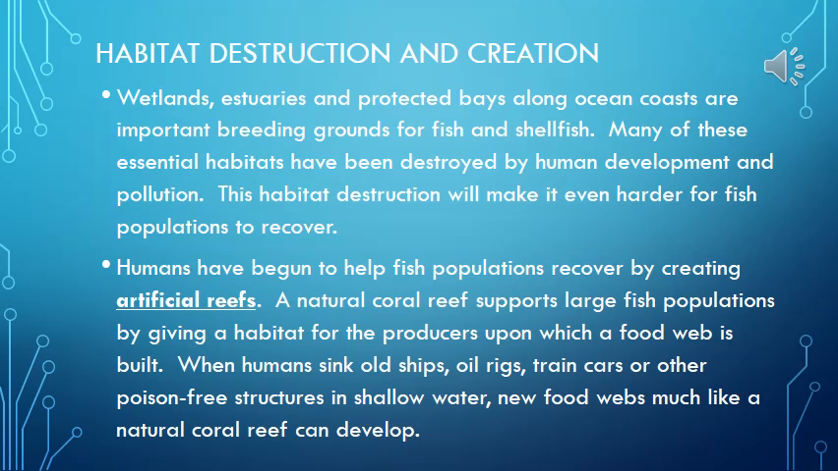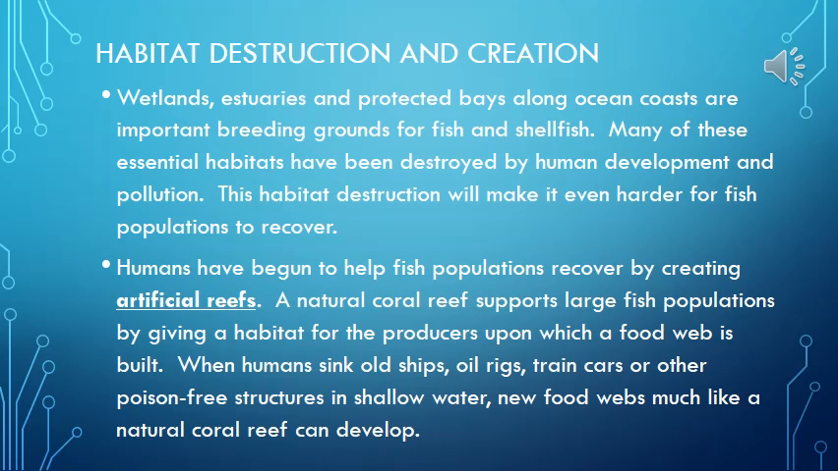Habitat destruction and creation. Wetlands, estuaries, and protected bays along ocean coasts are important breeding grounds for fish and shellfish. Many of these essential habitats have been destroyed by human development and pollution. This habitat destruction will make it even harder for fish populations to recover. Humans have begun to help fish populations recover by creating artificial reefs.